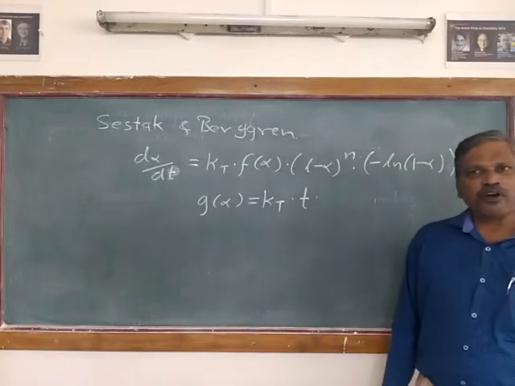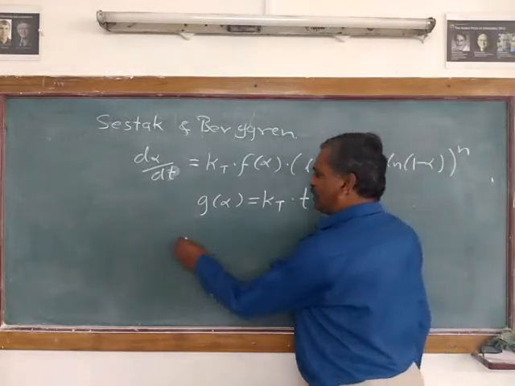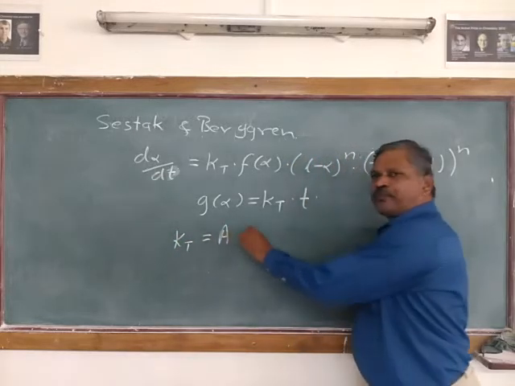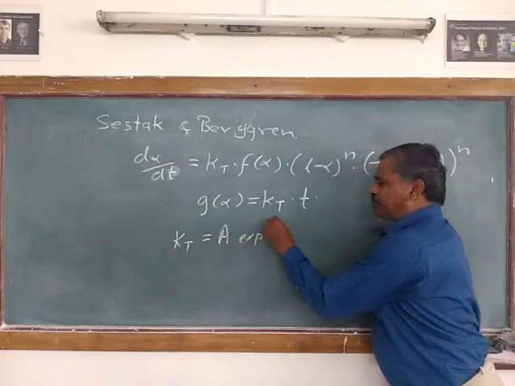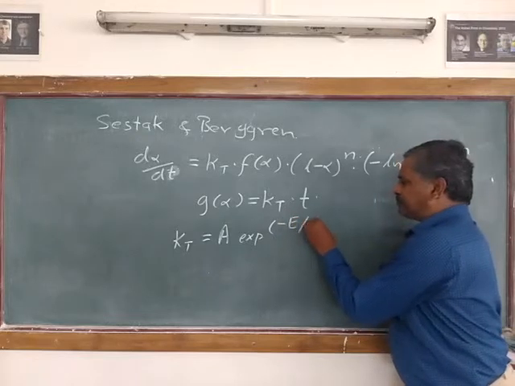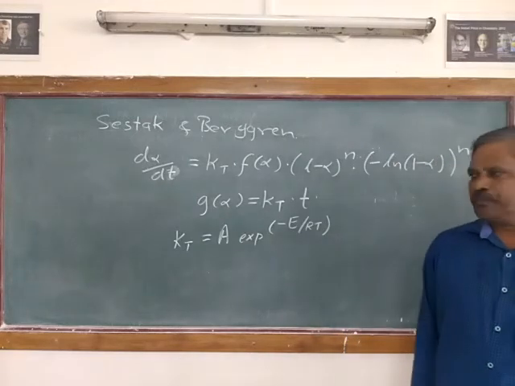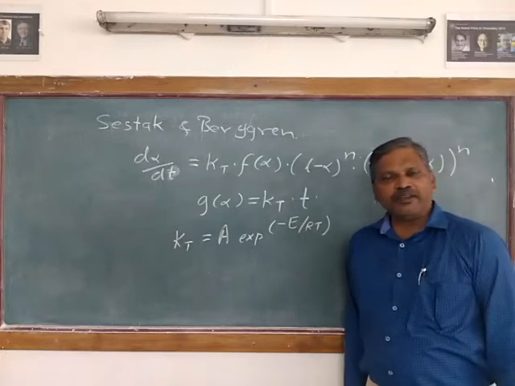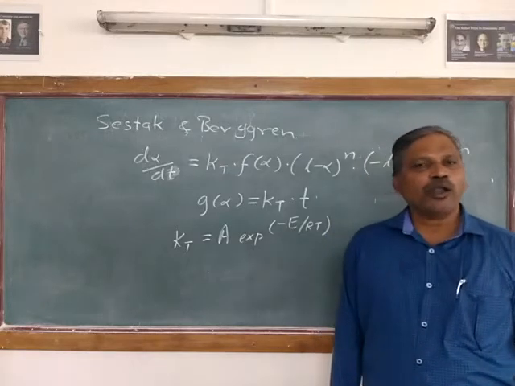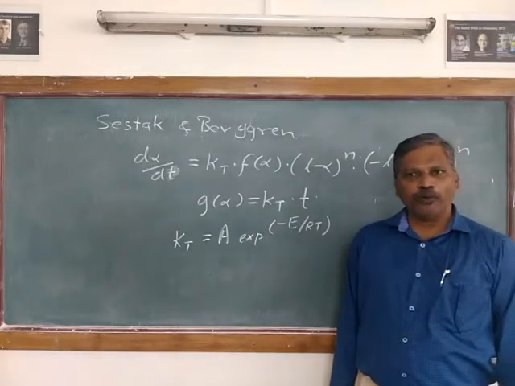The equation used for many reactions is that of the Arrhenius equation, and according to the Arrhenius equation, k(T) is equal to A exponential minus E by RT, where A is the pre-exponential factor, E is the activation energy given in joules per mole, and R is the molar gas constant having a value of 8.314 joules per Kelvin per mole.